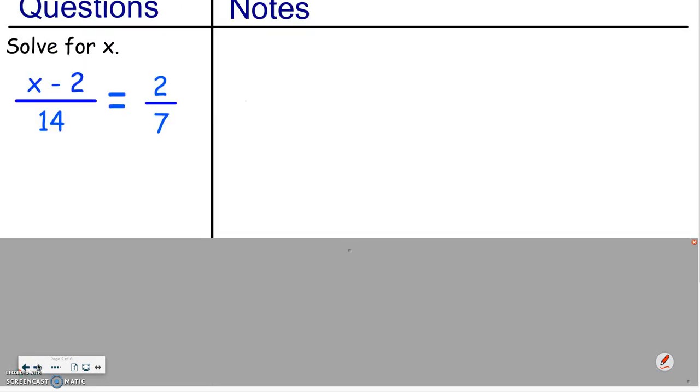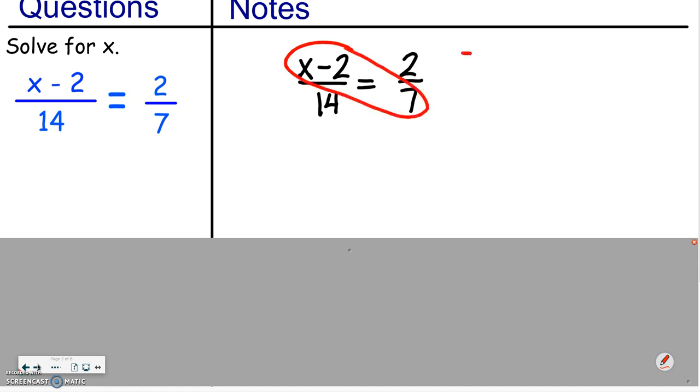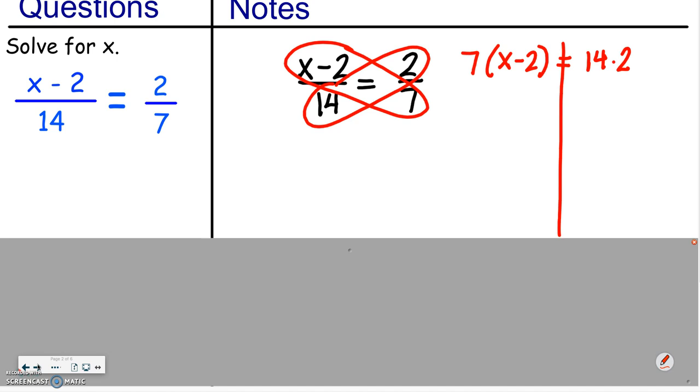Let's see what kind of problems we're going to be solving today. So our first problem is a proportion. What's different about this proportion, though, is that it doesn't just have an x over 14, it's got x minus 2. So we're going to use our cross product method to solve this, but it's going to look a little bit different. So this cross product is saying 7 times x minus 2, like this. And then the other cross product is 14 times 2. So this is what we need to be solving.